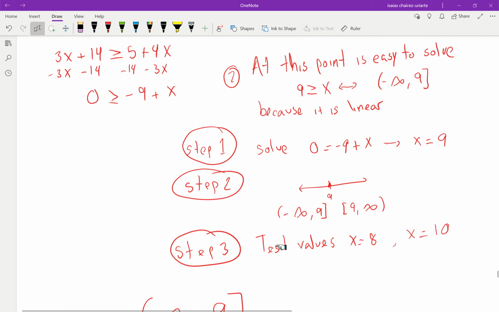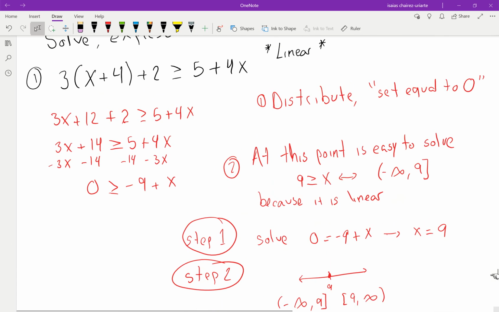So here I have some test values. X equals 8 is in the interval negative infinity to 9. X equals 10 is in the interval 9 to infinity. So I am grabbing test values from each interval. And what I do is I test them either into the original inequality, the thing that we started with originally, or we can also test into this equivalent simplified inequality.